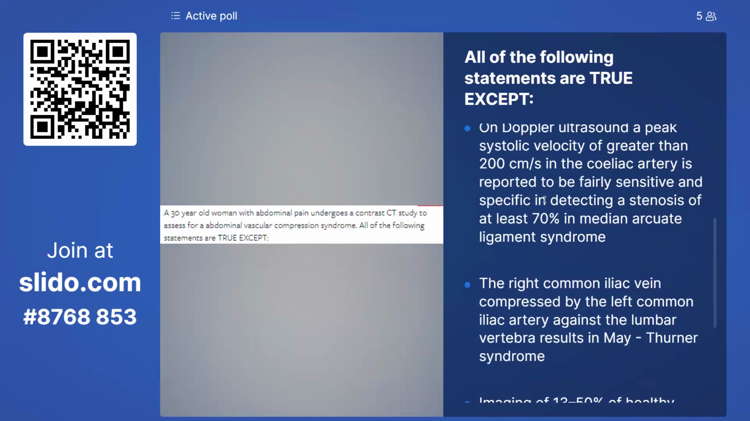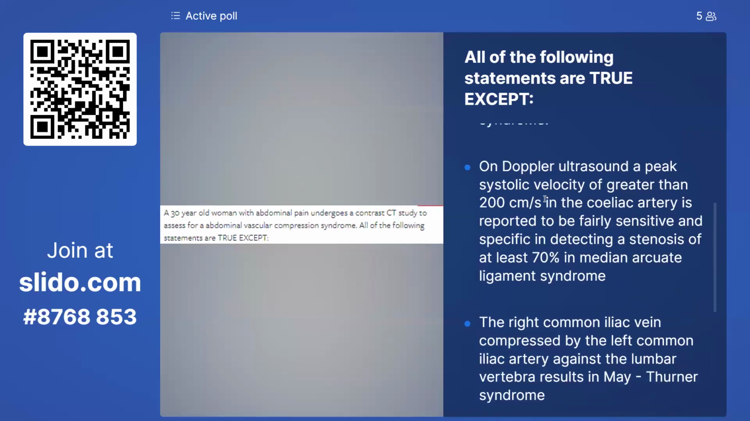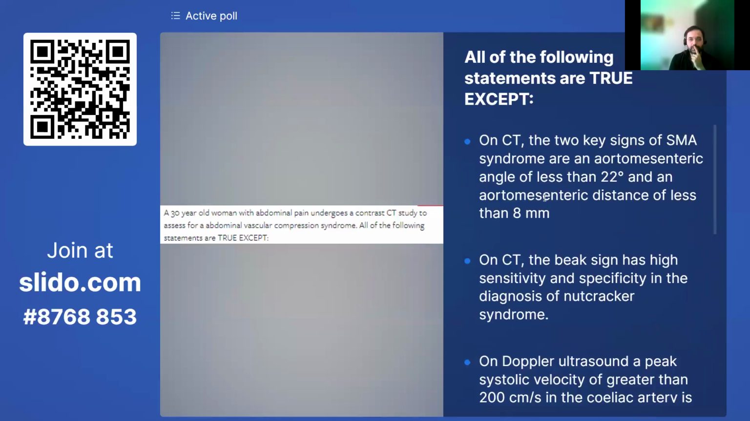Okay, so I cannot do this, sorry. Okay, should we then go to the poll? Yeah, sure. Is there anyone else who would like to take this case?